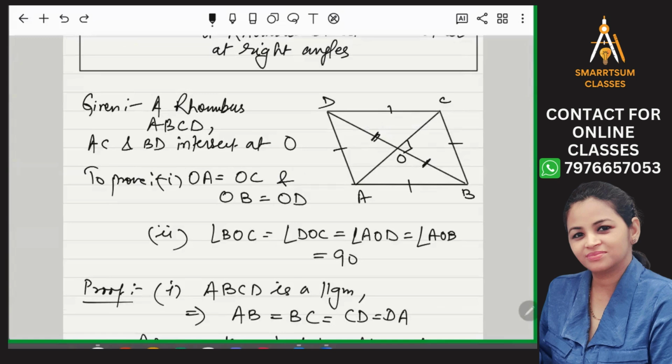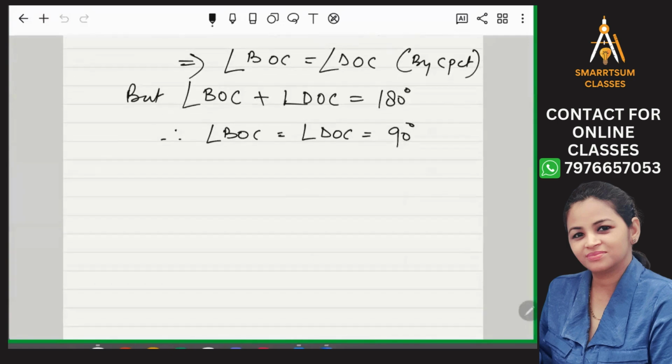Now, similarly, we will consider the other two triangles. We prove they are congruent, and by congruence we prove that angle AOD is equal to angle AOB, and they are a linear pair also. Therefore, this is also 90 and 90. So in this way, we prove that the diagonals are bisecting each other at right angles. Similarly, I'm not writing everything again, you can try it on your own: angle AOB is equal to angle AOD is equal to 90 degrees.